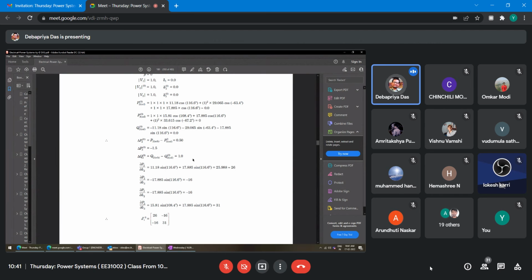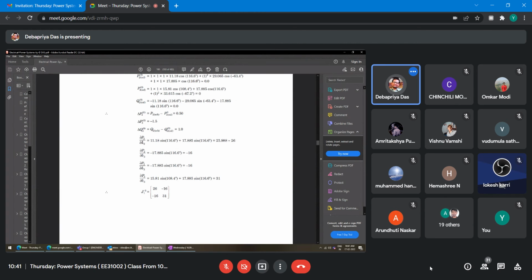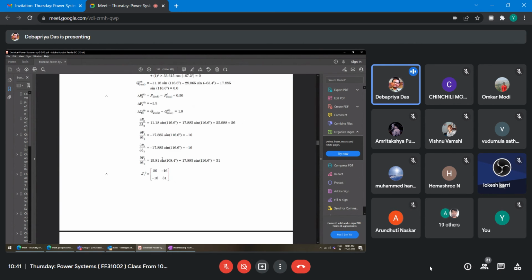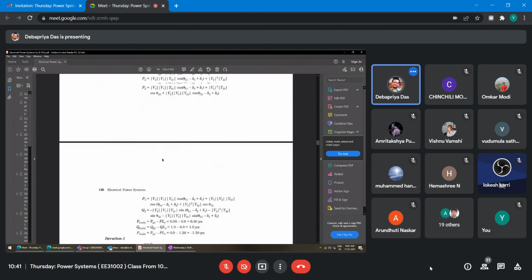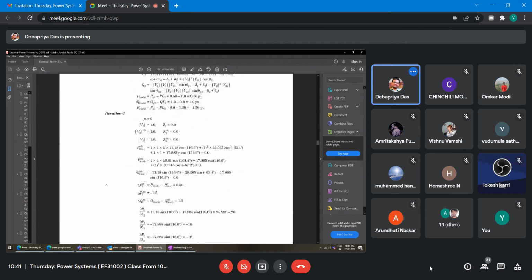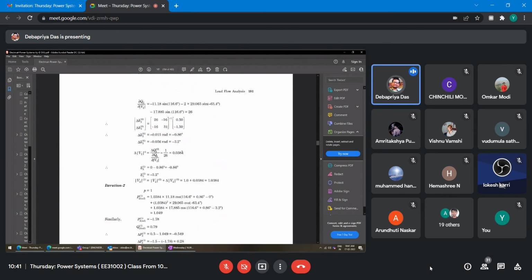much. Then compute all this derivative matrix, right? Delta P2 by delta delta 2, delta P2 by delta delta 3, all these derivatives are taken before, right? So this is your J1 matrix. This you do not change, keep it as it is, right? Similarly, J4 is a single element, delta Q2 upon delta V2, so it is a single element. So delta Q2 upon delta V2 is your 26.